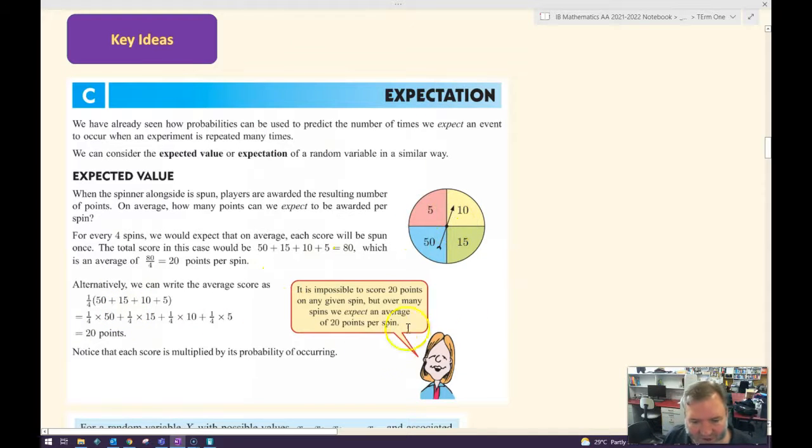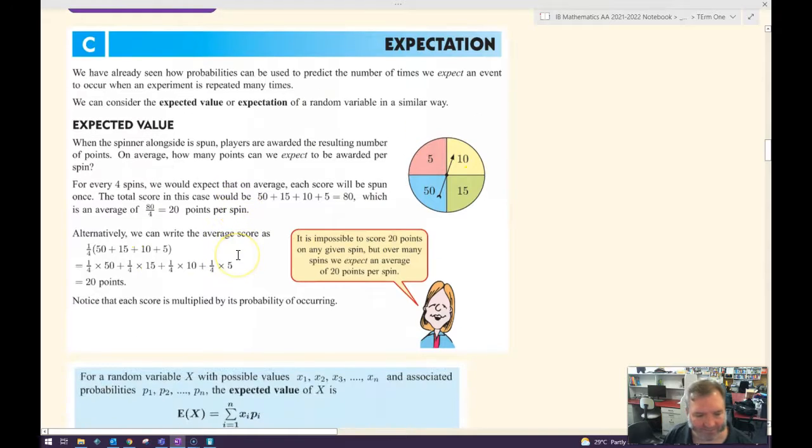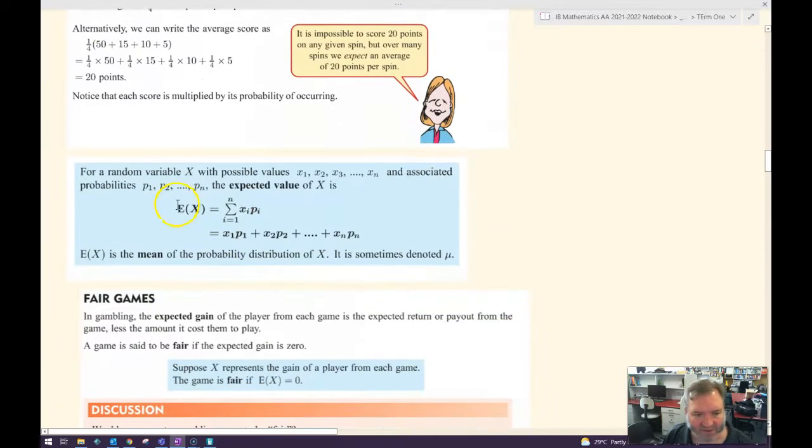Note, and they even noted here, you can't get 20. The expected value is not necessarily one of the values. It is the long-term average if you did this a number of times. So the more times I spun the spinner and wrote down the value, assuming the probabilities are correct, the long-term average of those spins is going to approach 20. So that's a little summary of the rule. The expected value of X, you just add up each score multiplied by its probability. Nice and easy to do.